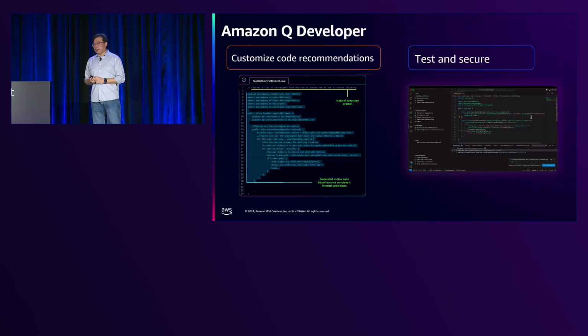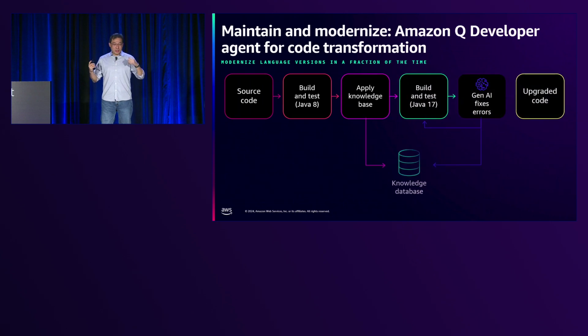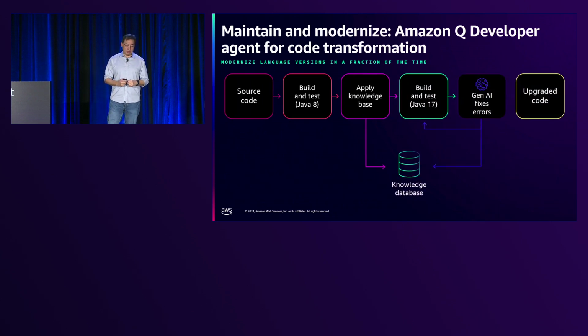After that, Amazon Q developer can help you write the unit test cases as well. And it can scan your code for vulnerabilities to make sure your application is secure. And during the maintenance and modernization time, Amazon Q developer has an agent for code transformation that can help you move your code from older language versions to the newer versions.